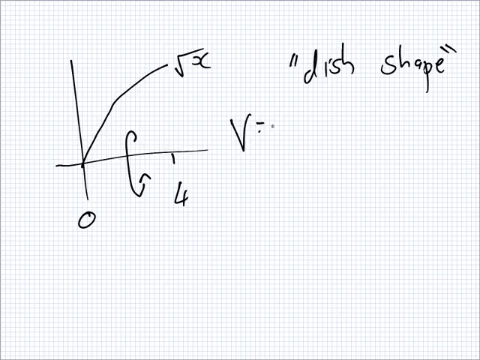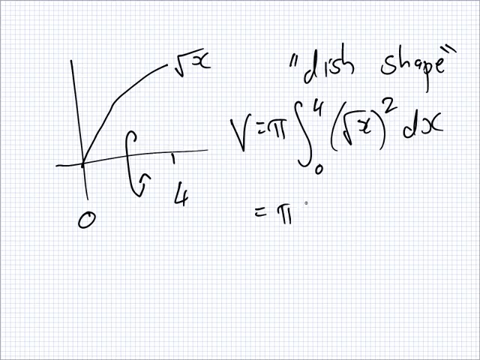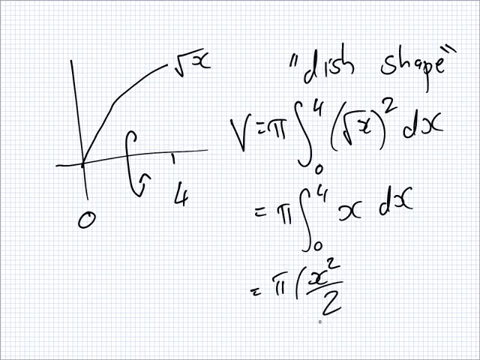So, volume will equal pi 0 to 4 root x squared dx, pi 0 to 4 x dx, pi x squared over 2, 0 to 4. 4 squared is 16, divided by 2 is 8, so it'll be 8 pi. No need to put in the 0 because it's just 0. Okay, so write this down if you didn't get it or if you did get it. And I'll give you another one to try. More difficult now.